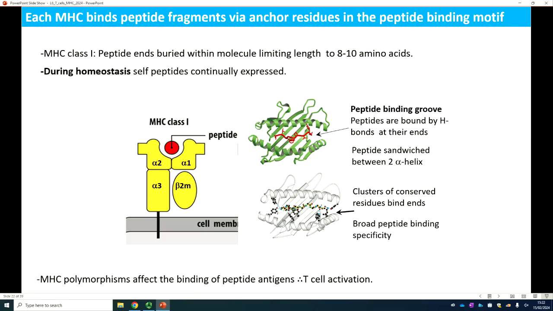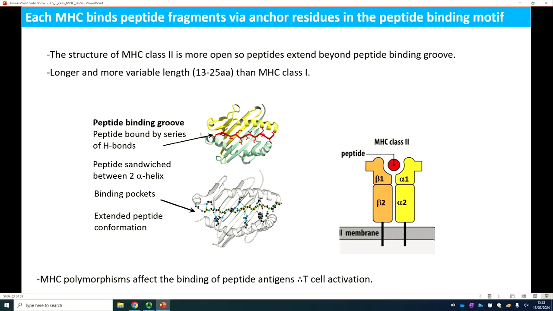So in terms of MHC class 1, we've already said it binds peptides that are about 8 to 10 amino acids. And it's important to remember that during homeostasis, so when everything is well in your body, the MHC class 1 is constantly expressing peptides. Whether that's self-peptides or whatever's going on in the cell, it's constantly showing to the T cells what every cell has in its content. So that's normally going on all the time. And then obviously I'm just stating down here that it's the polymorphisms that affect this binding of peptide within the MHC peptide groove. And that's just showing you a top view as well.